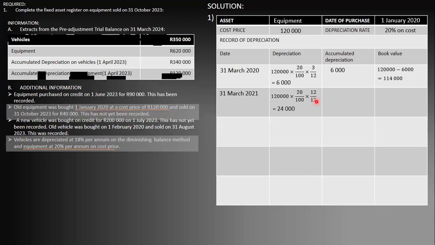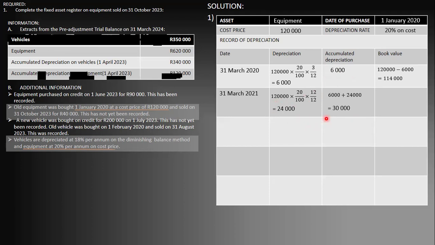And that will give us a depreciation of 24,000. And now the accumulated depreciation of this equipment from the time that it was bought, we are just going to take this accumulated depreciation of 6,000, and then we add to this the new depreciation of this financial year, which is we are going to take the 6,000, we're going to add 24,000, and that will give us 30,000.